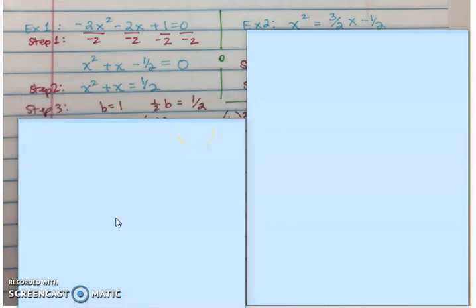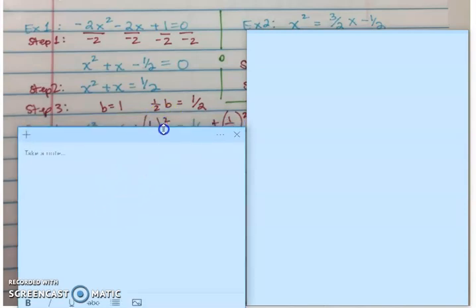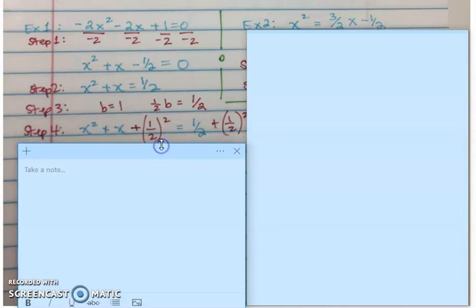For step 3, it says to take half of b. In this case, b is equal to 1, so half of that is going to be 1/2. Step 4 says to add the square of that to both sides. So we're going to add 1/2 squared to both sides of my equal sign. So I have x squared plus x plus 1/2 squared equal to 1/2 plus 1/2 squared.